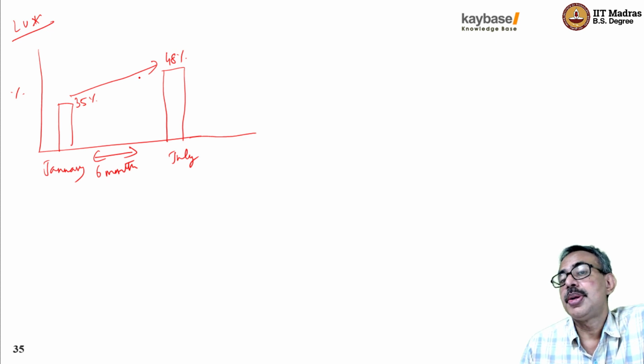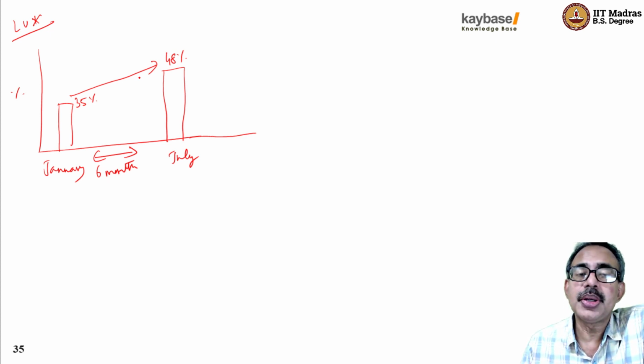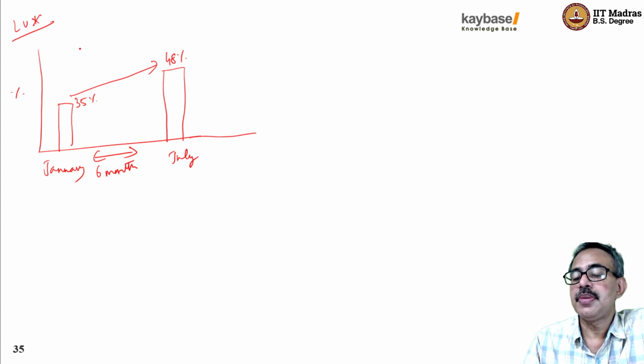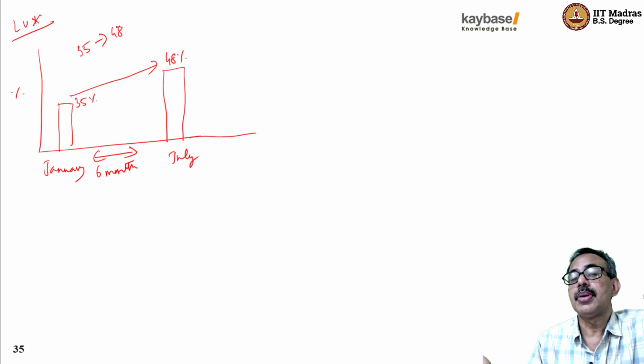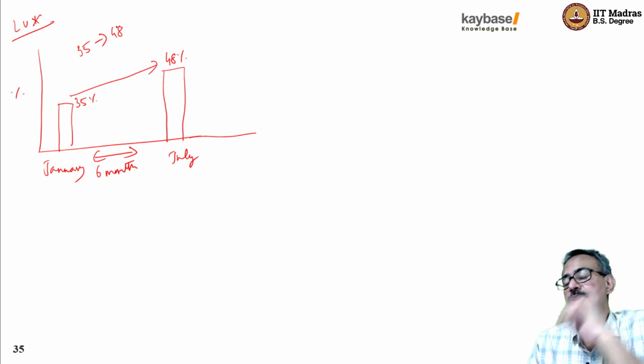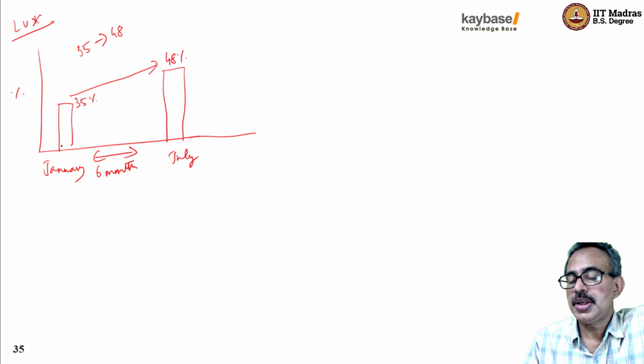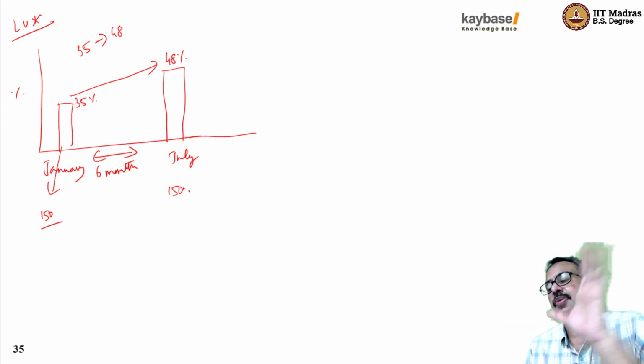But the immediate question as a statistician would be, do we know that this difference of 35 to 48 is significant? Maybe it is just a random sample phenomenon. Maybe it's not significant, right? So we have to measure. So let us say this sample size is 150 and this sample size is 150. So now there's a formula.